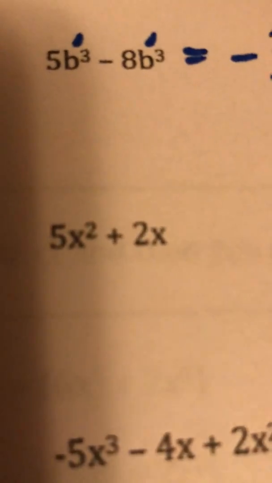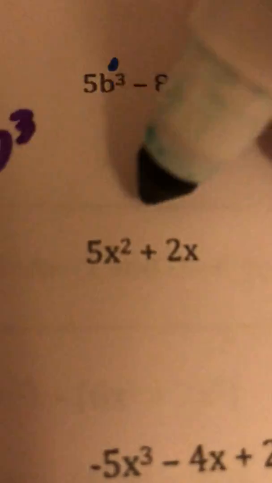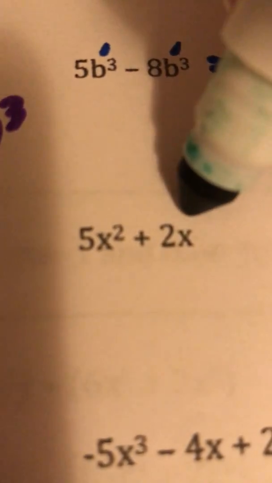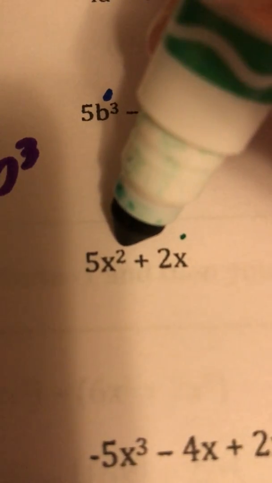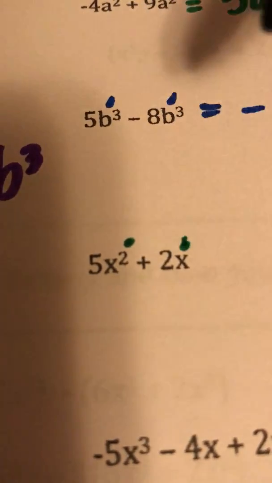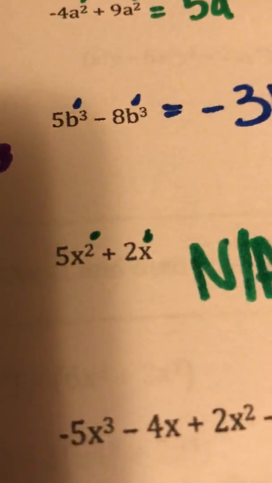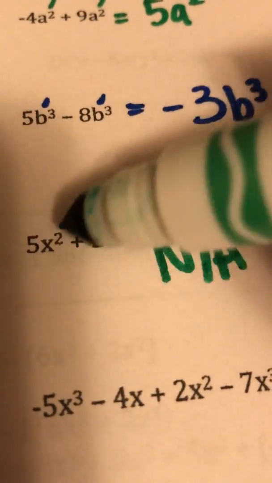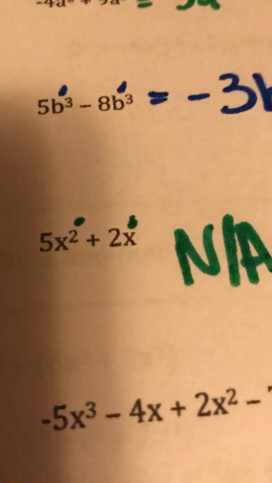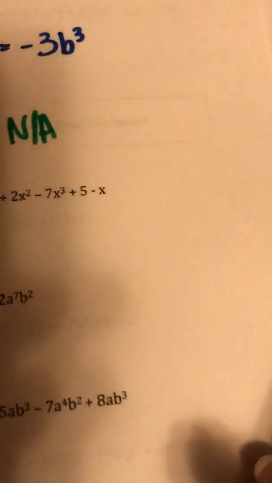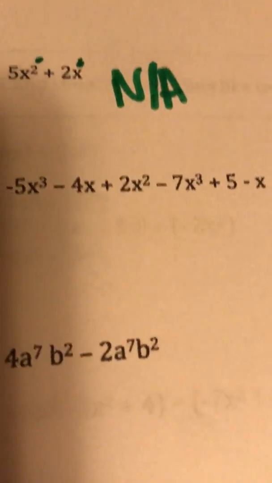Now, the same thing happens over here. Here we have 5x squared plus 2x. This is raised to the second power. This is raised to the first power. So actually, we cannot combine that anymore because they're not raised to the same power. Okay, let's look at the one right underneath here.